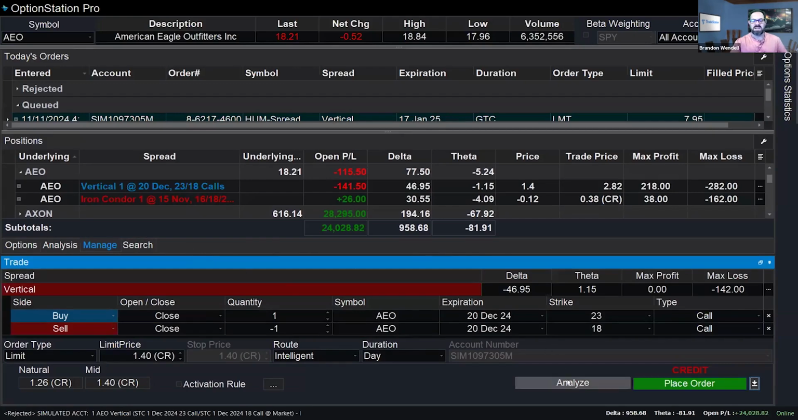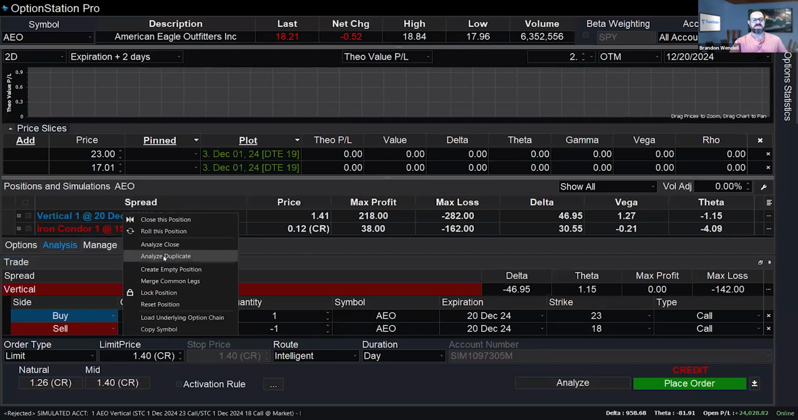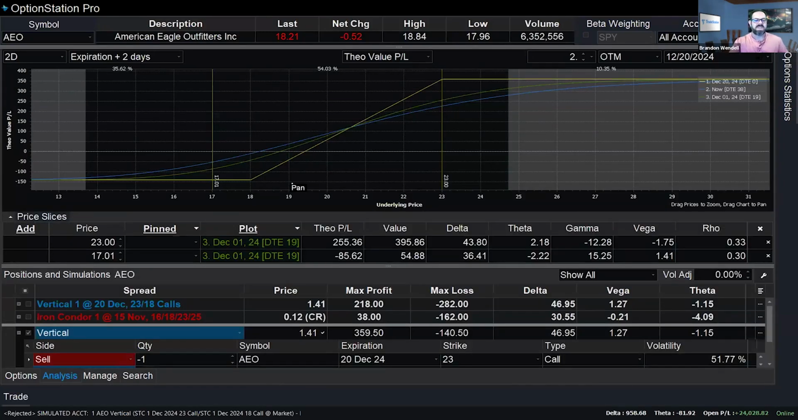What I do is I go to the position, I right click, close this position, which brings up the order ticket. I can go to analyze. Actually, I should be analyzing the actual position first. So there I go, analyze the actual position. And figuring out approximately how many days it might take to reach the target, I found that I would profit roughly $255 if we reach $23, which is the upper strike.